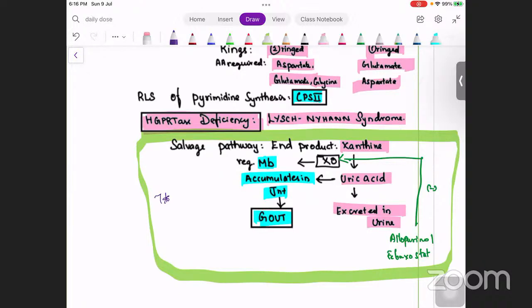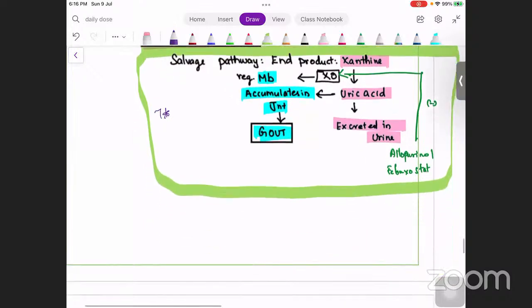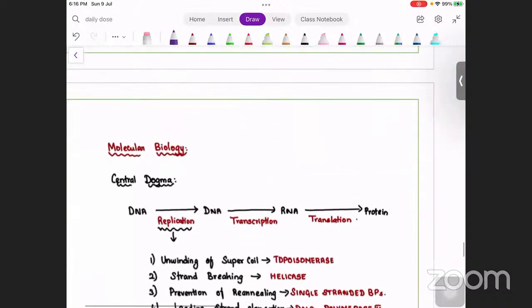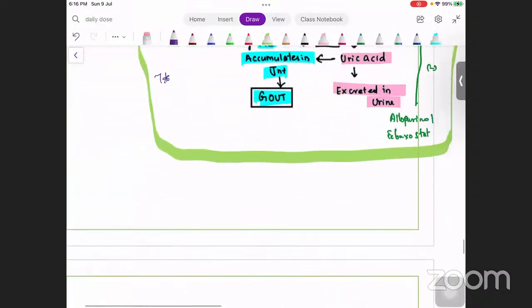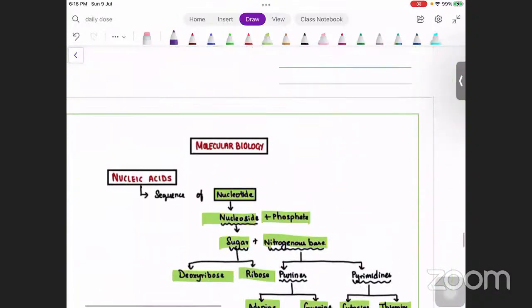So you should know that gout is also one of the topics of interest nowadays. The end product of the salvage pathway is xanthine. Xanthine will be converted into uric acid by the enzyme xanthine oxidase, which requires molybdenum as a cofactor, and which is inhibited by allopurinol or febuxostat. This excessive uric acid may accumulate in the joint and produce symptoms like gout. So these are the basics of molecular biology, people.